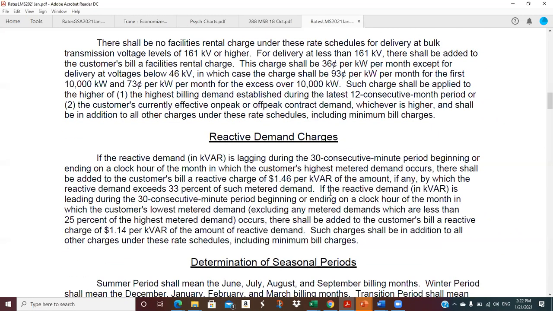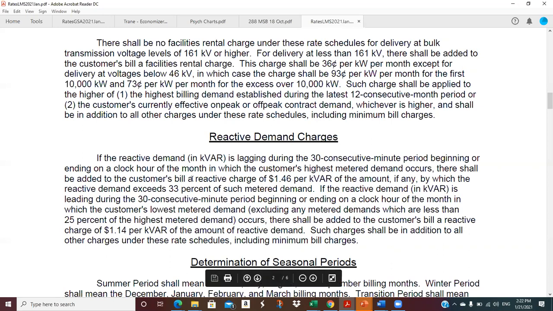Okay, so reactive demand charge. This is the power factor. So this is the way these people are paying for power factor. Now, in the previous rates, what have they done? They've increased the billing kW. Here they don't do that. Here they actually calculate the reactive demand in kVAR and charge you for the kVAR that you use in excess of what you're allowed based on the power factor in your kW, okay?